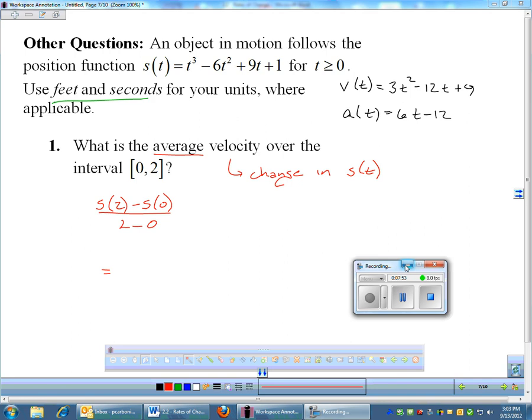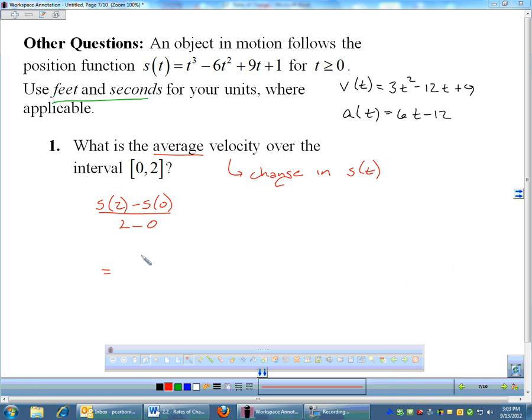Okay, I'm back. Just for the sake of time, I'm going to punch these in the calculator. S of 2 is 3. S of 0 is 1. S of 0 is 1. And then 2 minus 0. Okay, punch that in the calculator.